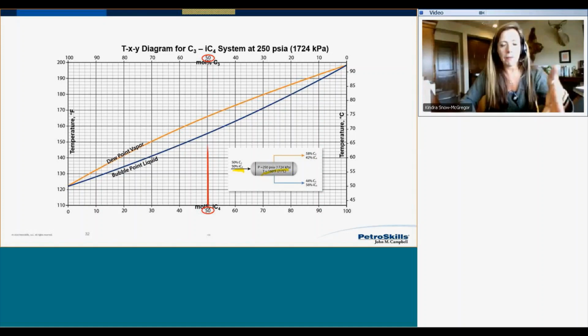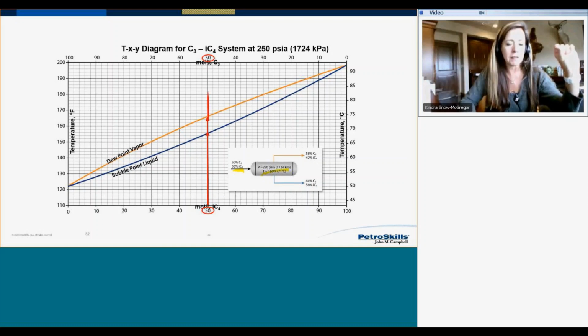And so notice if I had this system and I started heating it up, at some point I'm going to get my first bubble of propane vapor, and then notice we continue heating it up. I'm going to go into the two-phase region until I finally boil off the very last droplet of isobutane, and then I can continue heating the system, and now I'm in the superheated vapor.